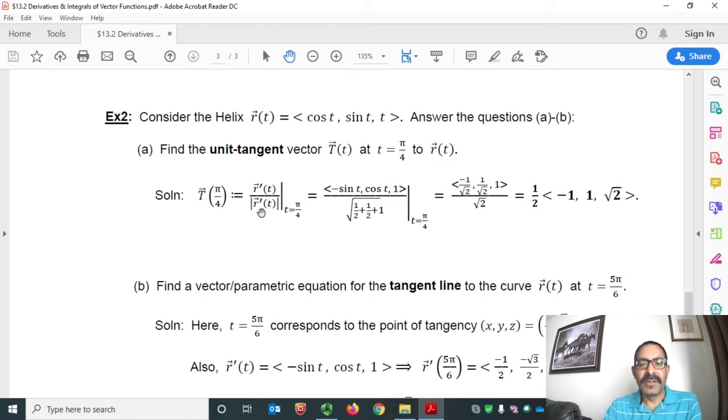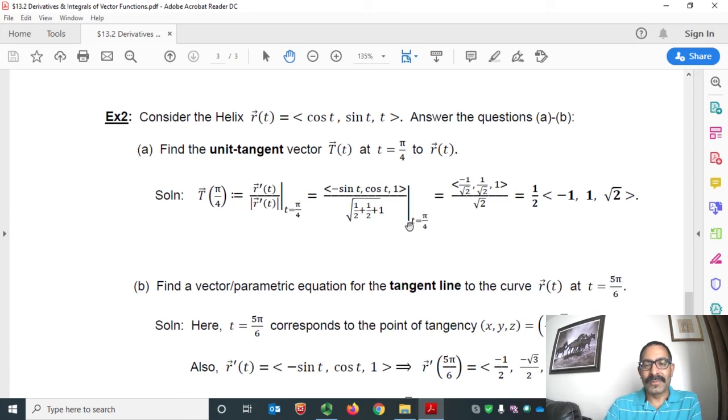Over the magnitude of the derivative. So here at t equals pi over 4, sine pi over 4 is 1 over radical 2. Cosine pi over 4 is 1 over radical 2, and 1. Then for the magnitude, we take the magnitude of 1 over radical 2, 1 over radical 2, and 1. So 1 over radical 2 squared is 1 over 2, again 1 over 2, then 1 squared is 1, all under the radical. I hope this computation makes sense to you there.